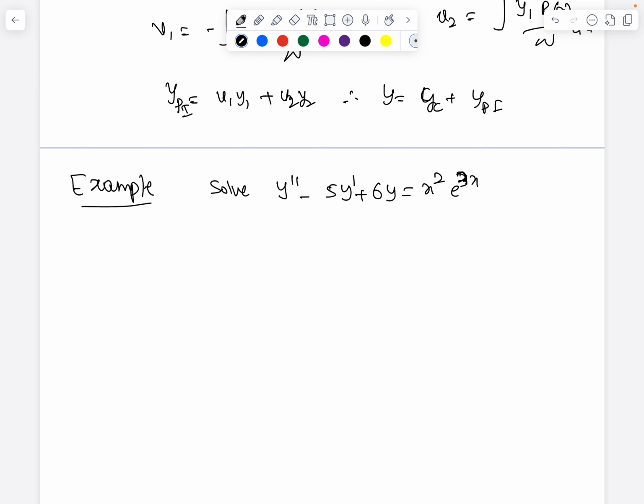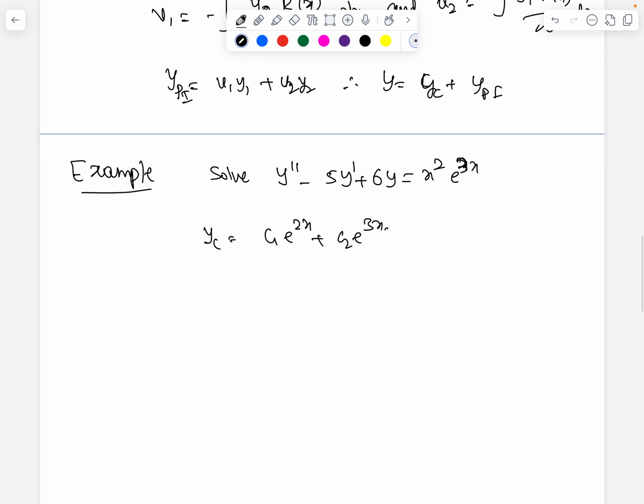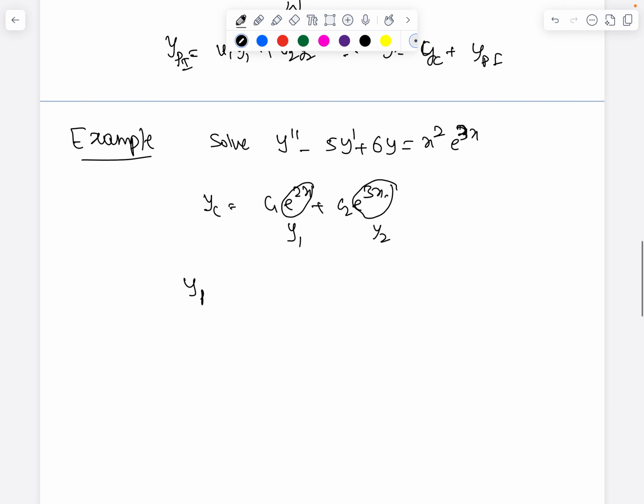So what is the homogeneous solution? The roots give yc equal to c1 e power 2x plus c2 e power 3x. These are the roots of the given homogeneous equation. So this is my y1, this is my y2. Now yp, the particular integral solution, is equal to v1 y1 plus v2 y2. So you know y1 and y2: y1 is e power 2x, y2 is e power 3x.